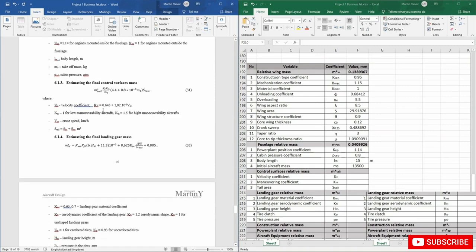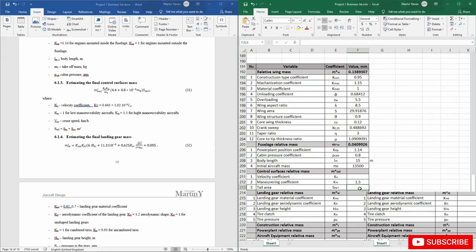Okay, and we have the equation here. So first of all, we have the velocity coefficient, which is this one. Then we have the maneuverability coefficient, which is Km, and actually I'm going to type it down. So Km, for our case, we would like our aircraft to have good maneuverability, so I will place 1.5 here just in case. Then we have our cruise speed, which I'm not going to write because we already have it and we're going to use it from the previous sections. And then we have M0 and the surface of the tail.